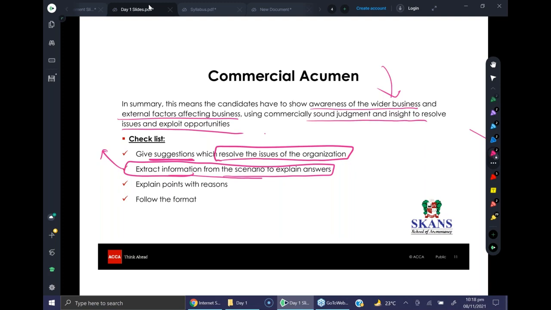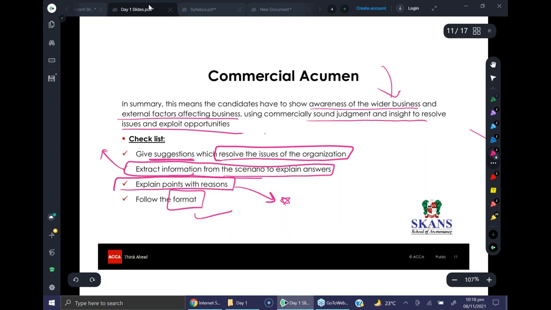Then one common point is explaining your points with reason. So you saw this point in communication as well as here. So that is common with all skills: commercial acumen, communication, and others. And following the format, because if you don't, you will lose the professional skills marks. So that's commercial acumen for you.